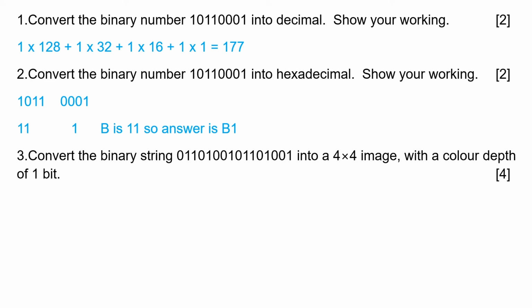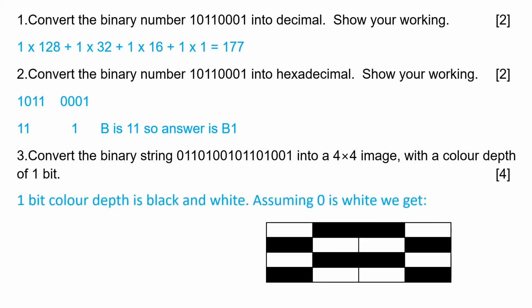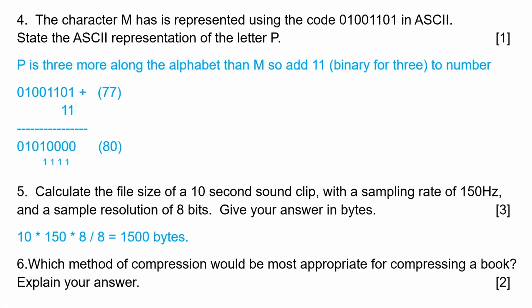Question 3, convert that binary string into a 4x4 image, so take it into groups of 4. 1, 2, 3, 4, so your first row will be 0110. It doesn't tell us what's what, so let's make the 1s black and the 0s white. So it'll go white, black, black, white. Next row will be black, white, white, black. And following it along like that, you're going to get this idea. Or you might have the opposite. Question number 4.